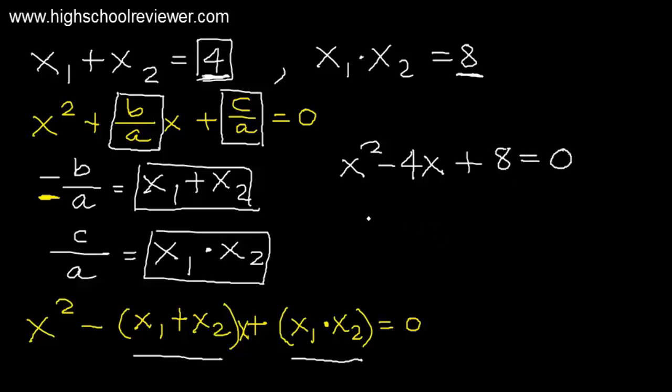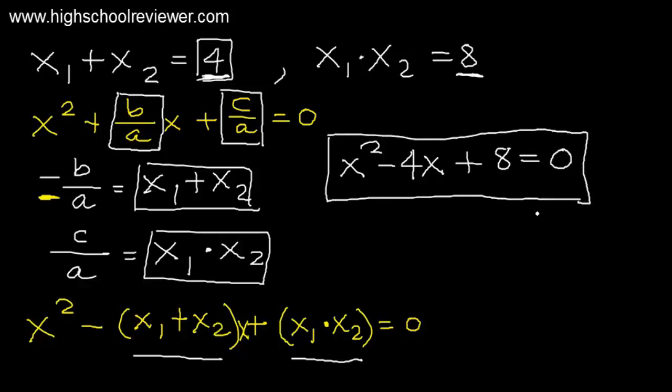So therefore, x squared minus 4x plus 8 equals 0 is our quadratic equation for x sub 1 plus x sub 2 equals 4, and x sub 1 times x sub 2 equals positive 8. And this is our final answer. Find the quadratic equation using x sub 1 plus x sub 2 and x sub 1 times x sub 2.